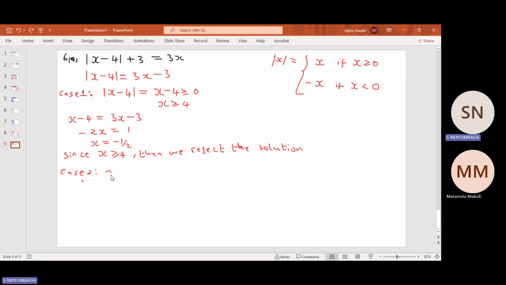It's when the thing that is inside is less than 0, which implies that your x is less than 4. Then it simply means we're going to copy the one. Remember, less than 0 we multiply by negative. Then this is equal to 3x minus 3. Therefore, minus x plus 4 is equal to 3x minus 3. Therefore, minus 5x.